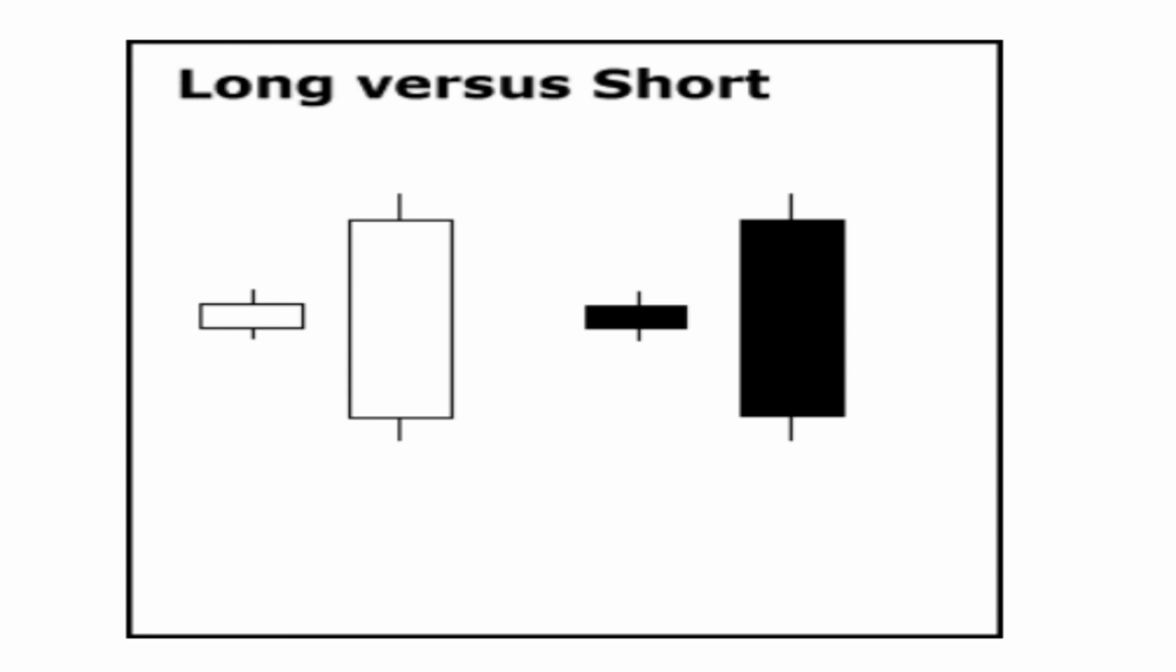Long white candlesticks show strong buying pressure. The longer the white candlestick is, the further the close is above the open. This indicates that prices advanced significantly from open to close and buyers were aggressive.